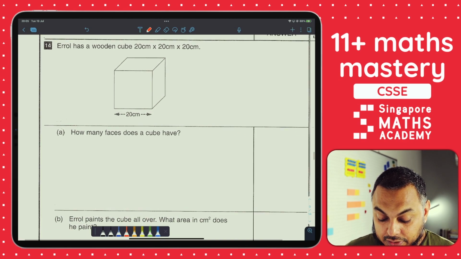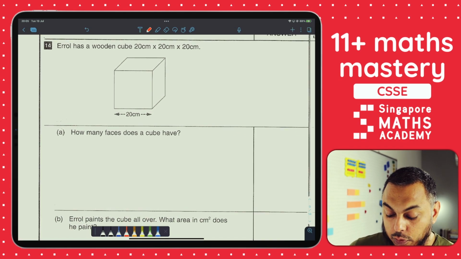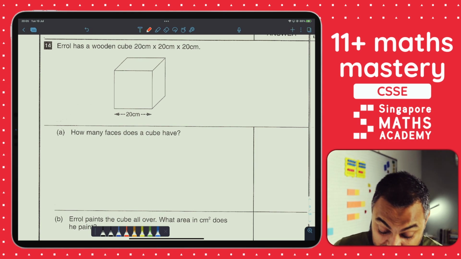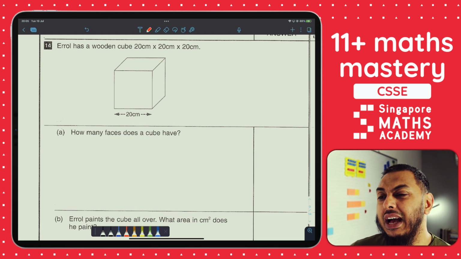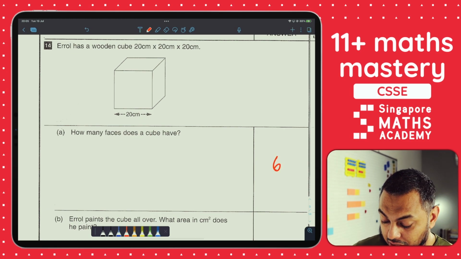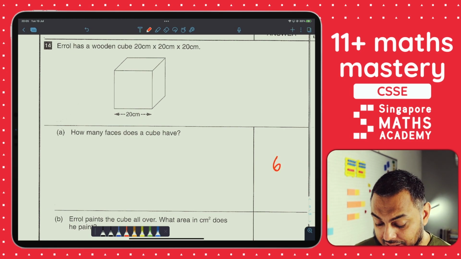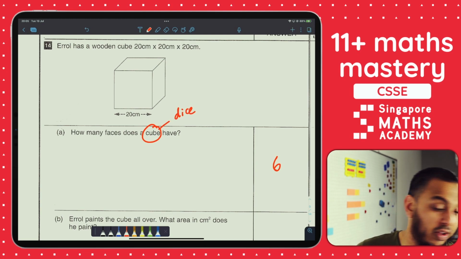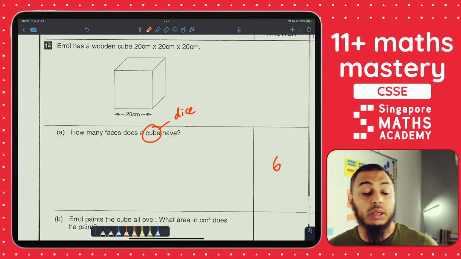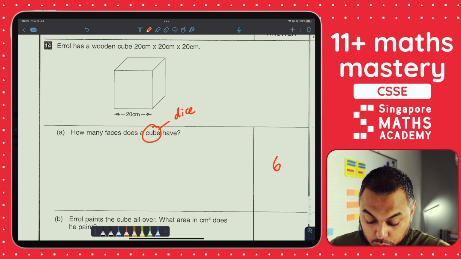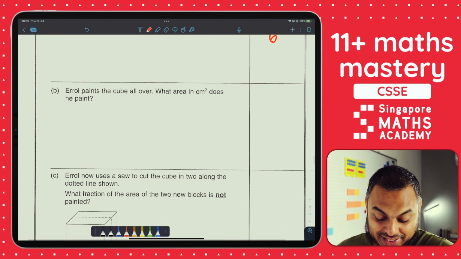Question 14. Errol has a wooden cube, 20 centimeters by 20 centimeters by 20 centimeters. How many faces does a cube have? So all of us should know a cube has 6 faces. Think about a dice. A cube, think about a dice. If you've got a dice, it's got 6 faces. You've got numbers 1, 2, 3, 4, 5, 6. Your typical cube's going to have 6.